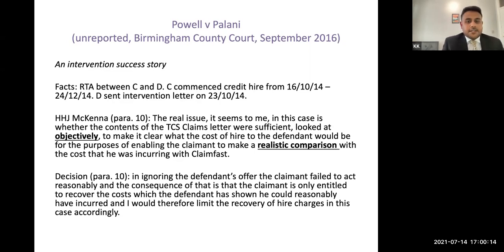And in this particular decision, His Honour Judge McKenna, at paragraph 10 of the judgment, effectively summarised the position as follows and said that the real issue is whether the contents of the intervention letter were sufficient when looked at objectively to make it clear what the cost of hire to the defendant would be for the purposes of enabling the claimant to make a realistic comparison with the cost that he was incurring with Claimfast.